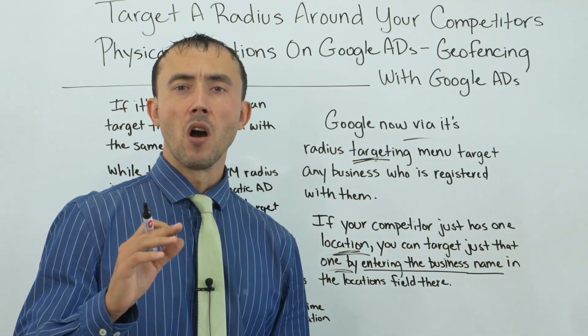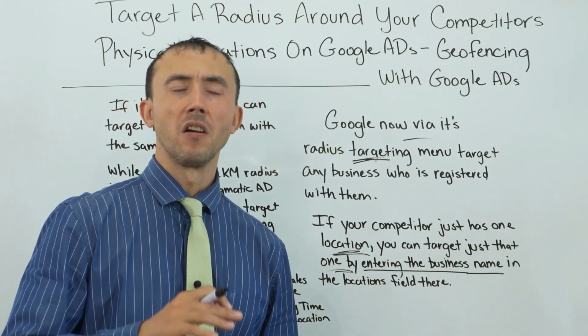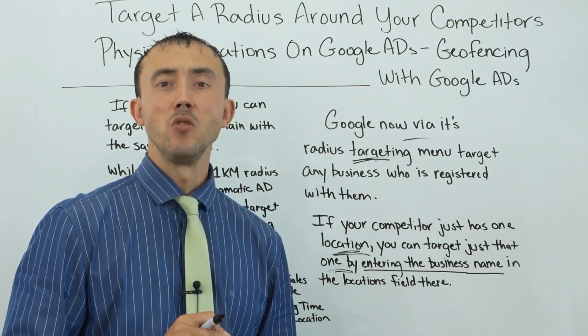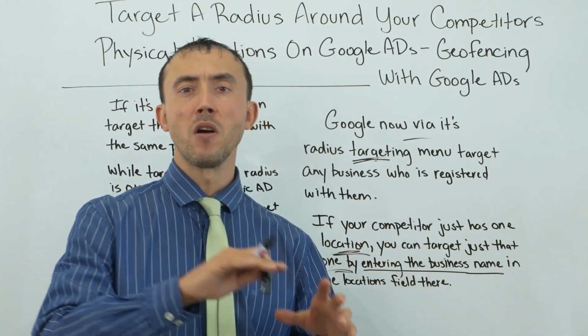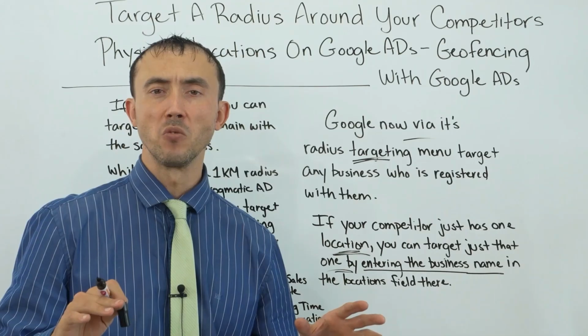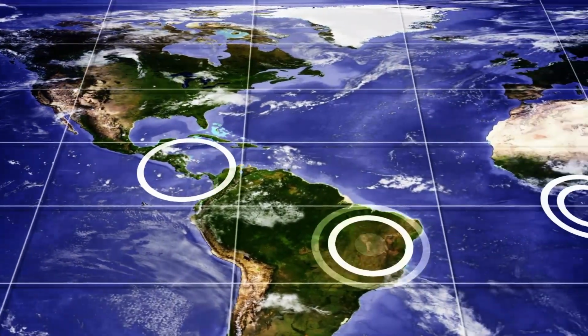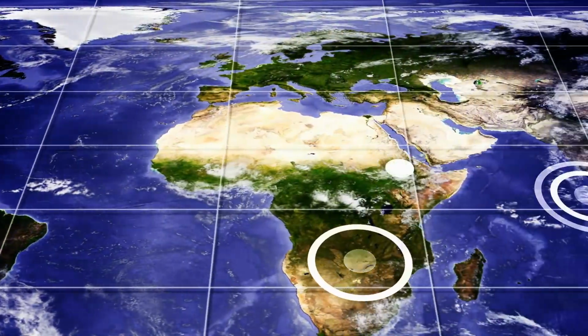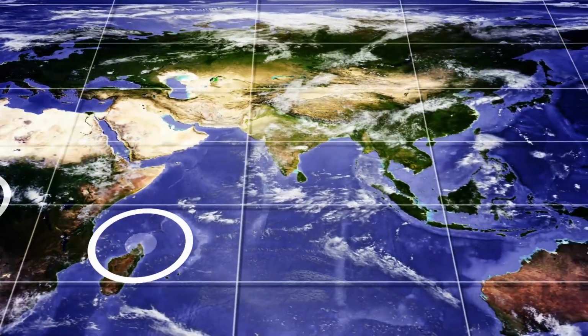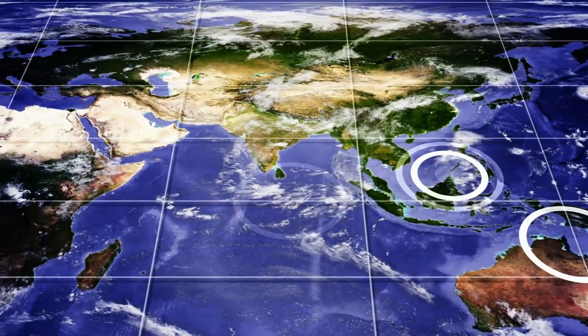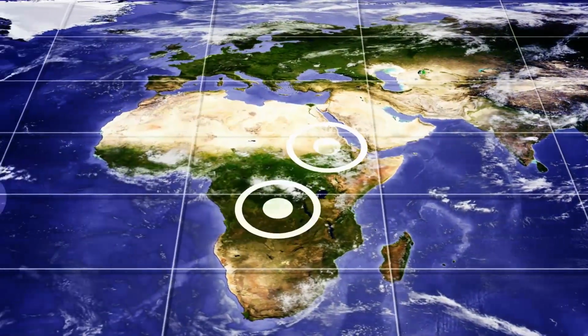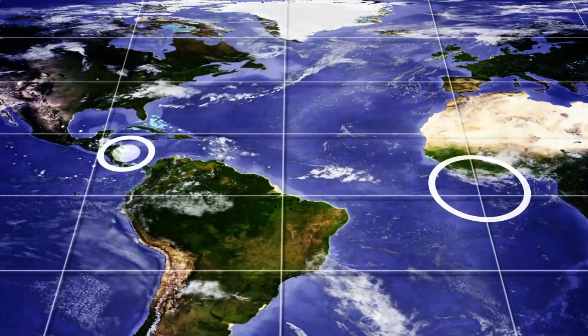If you were a nationwide coffee company or a worldwide coffee company, and you wanted to target your direct competitor who has coffee shops all over the world as well, you wanted to target everybody within a 1 kilometer radius around all your competitors' locations, you can easily do that by typing in the chain, and it'll automatically target every business throughout all their locations of that chain.